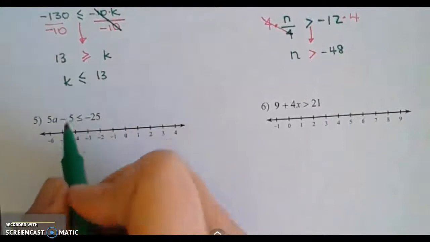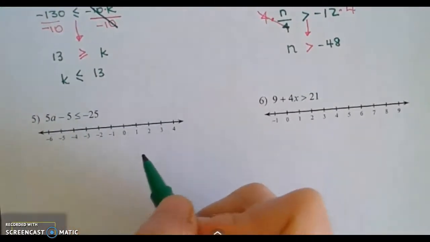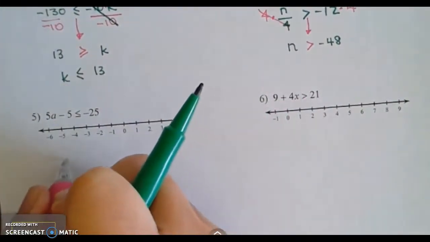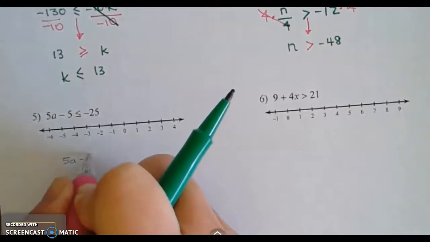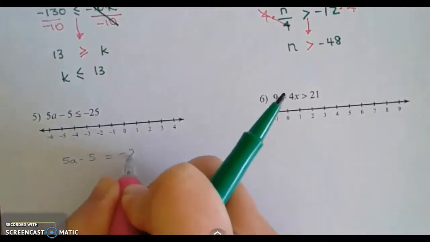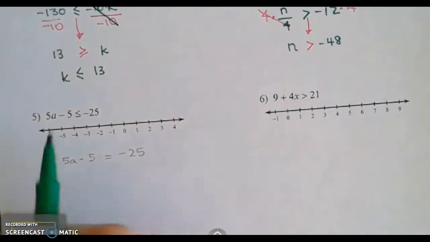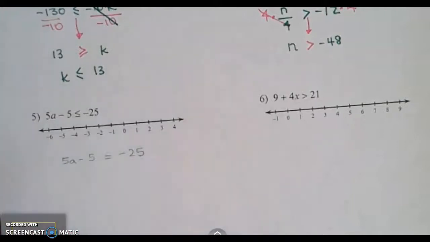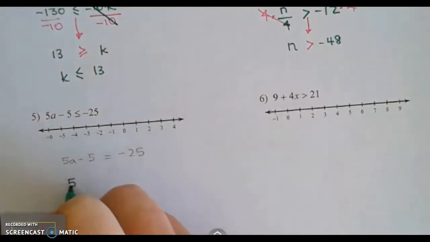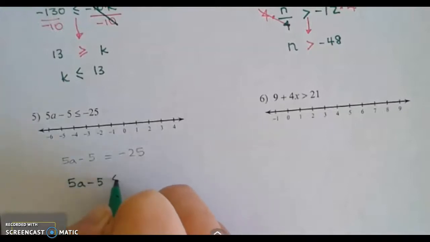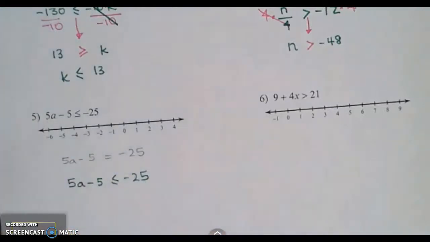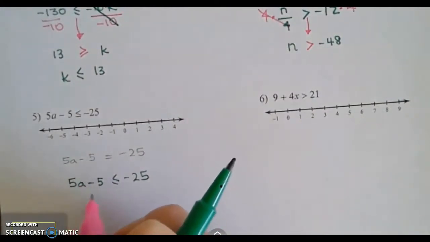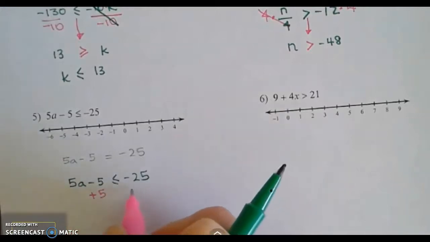Number 5. 5a minus 5 is less than or equal to negative 25. Again, you need to be thinking about what if you have an equation like 5a minus 5 is equal to negative 25. What would you get rid of first? You would get rid of this negative 5 first, right? So you need to do the same with inequality. I need to get rid of this minus 5 first. And how do I do that? I add 5 to both sides.